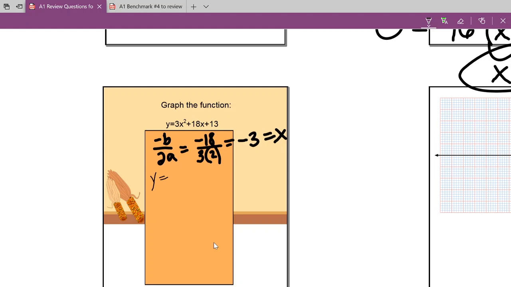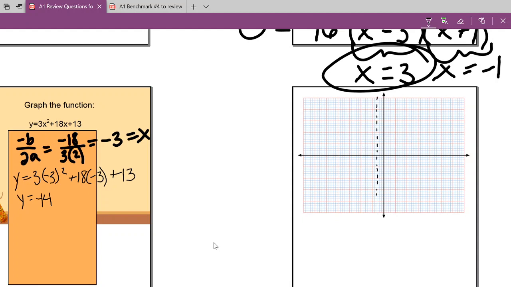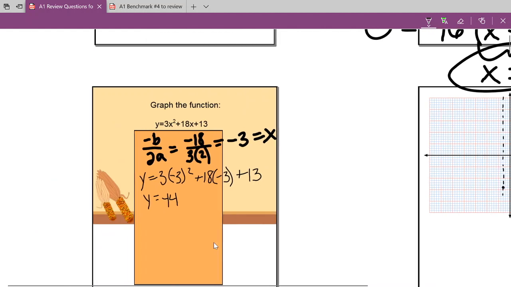So y is 3 times negative 3 squared plus 18 times negative 3 plus 13. And you can go ahead and calculate all of that, expand it out, and simplify. But when we do that, and let me just do it for myself really quick, we get negative 14 as my y value, meaning I have a vertex here at negative 3, negative 14, which is going to be right about there. Okay. After that, we have our vertex.